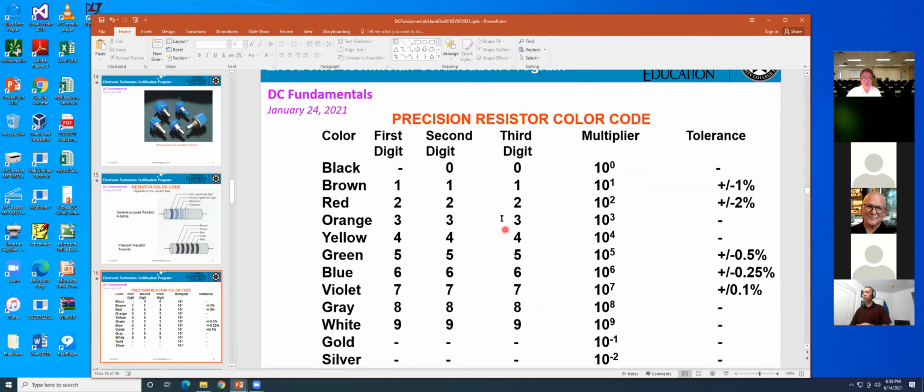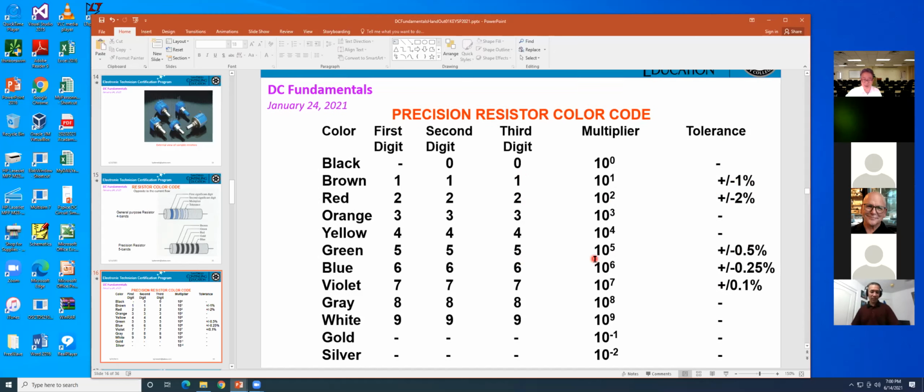And this is the table for precision resistor color code. That means black, brown: first digit one, second digit one, and third digit one. That means you multiply by 10 to the power of one. The next one, number two, you multiply by 10 to the power of two. That means 22 times this one, and that will be telling you what is the value. And the tolerance: if you see brown, plus or minus 1%, or plus or minus 2%, and so on.